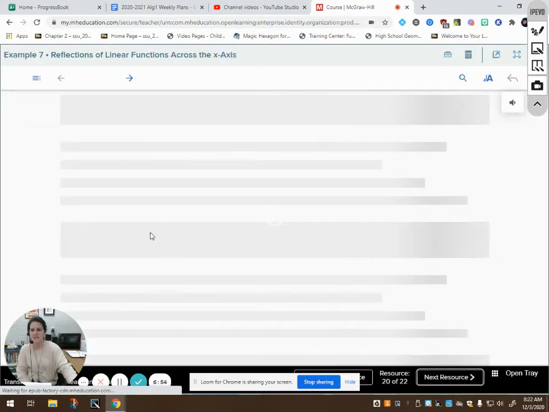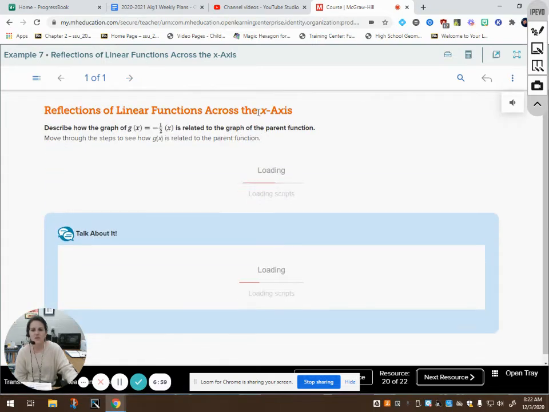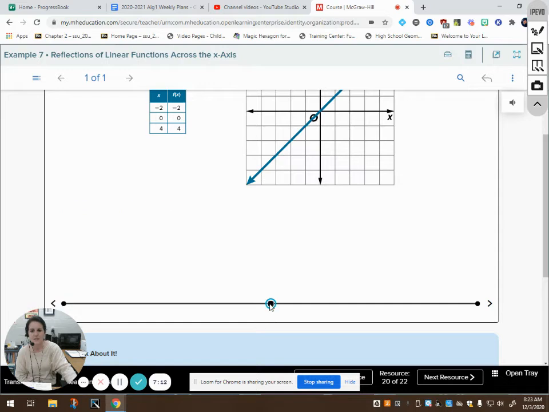All right, so let's try an example with this problem. Reflections of linear functions across the x-axis. So we know in order for it to flip across the x-axis, the y values have to go from being positive to being negative, or from being negative to being positive. So let's look at it.